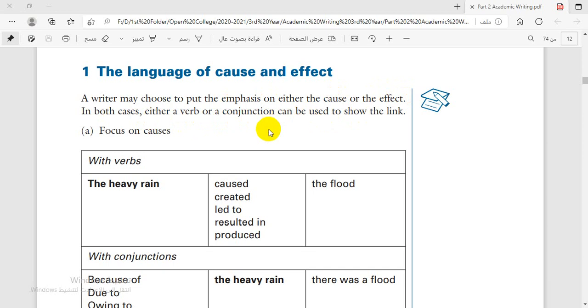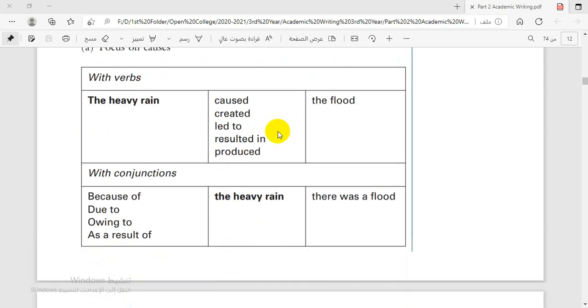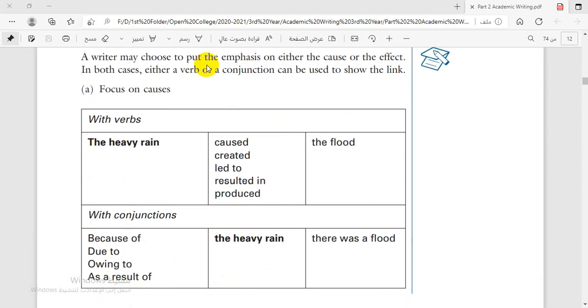Okay, this means that when any writer wants to write about something, he or she should focus on either the cause or the effect, or both of them. Actually, you can write about the cause, or the effect, or the cause and the effect. Focus on the causes. Focus on causes with verbs.